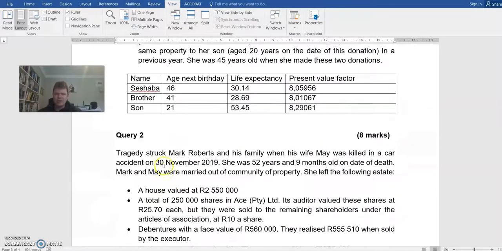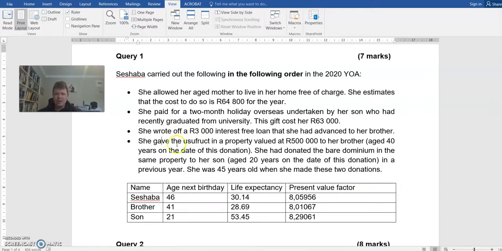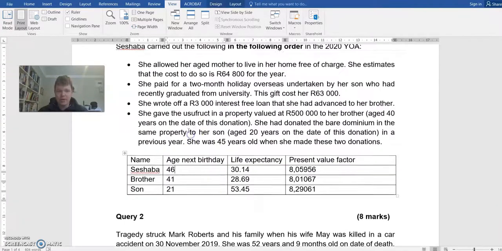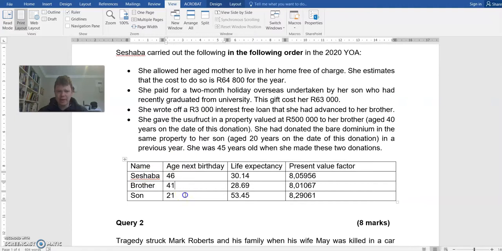Great. The last point that we had in part 1, it says she gave the usufruct in a property valued at 500,000 to her brother, who's 40 on the date of donation. She had donated the bare dominium to her son previously, and she was 45 years old when she made these donations. You then have her age next birthday, her brother, and her son with their life expectancies and the present value factors. So the key things that you need to look at here, the bare dominium was given away in a previous year, so we're not too worried about that. What we are worried about is valuing the usufruct.